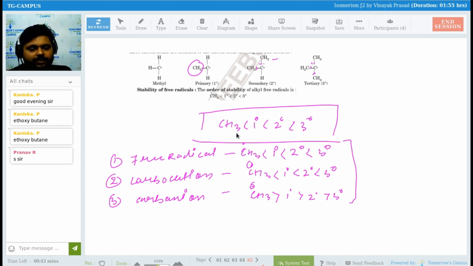Now we are going to look at the effects. There are some effects that we have to learn: plus I, minus I, the resonance effect, and hyperconjugation. So first of all, we have to see the inductive effect and electron displacement in covalent bonds. How do the electron displacements happen? First of all, we are going to see the inductive effect.